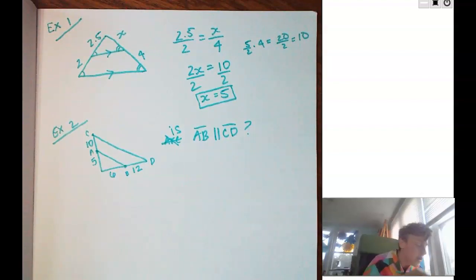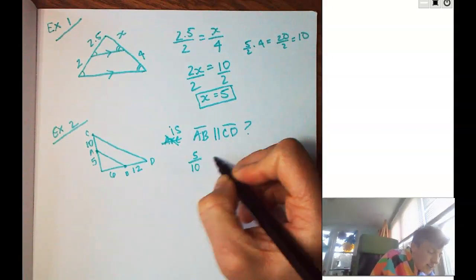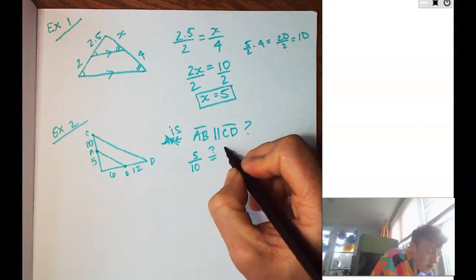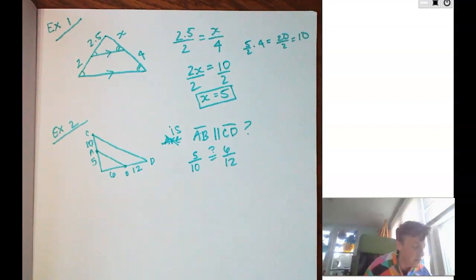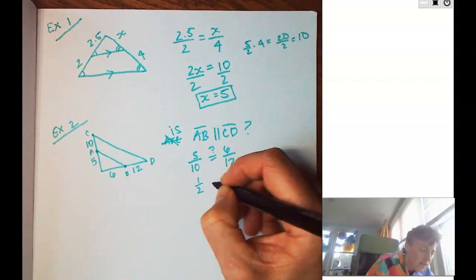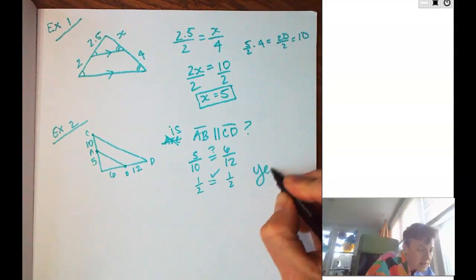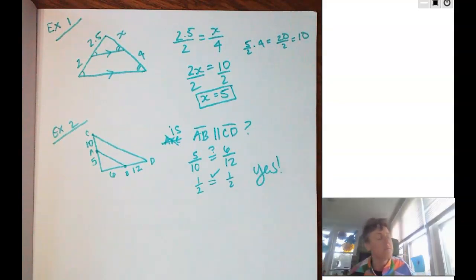So let's see what we got. Is 5 over 10 equal to 6 over 12? Why, yes. Yes, it is. Each of these could reduce to 1/2. So 1/2 certainly equals 1/2. So our answer is yes. Those lines are parallel because their sides are proportional.